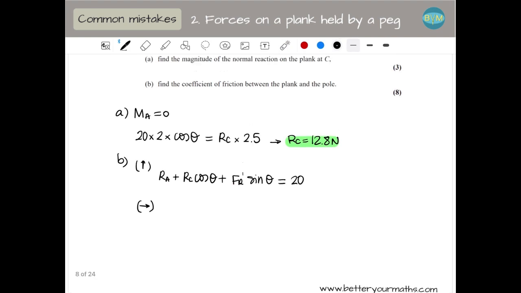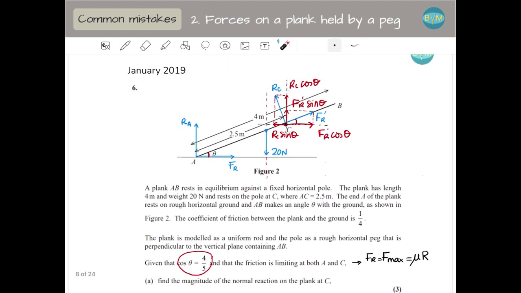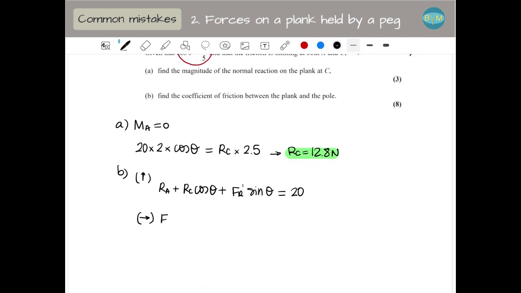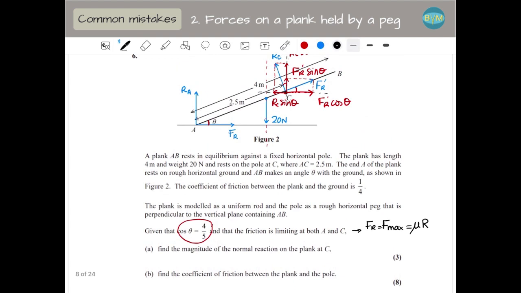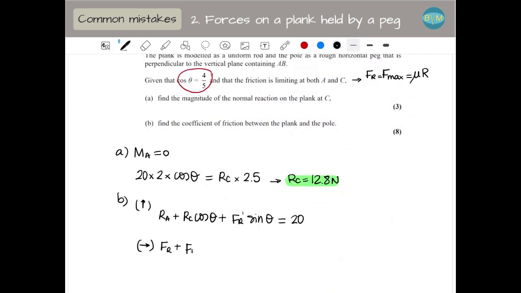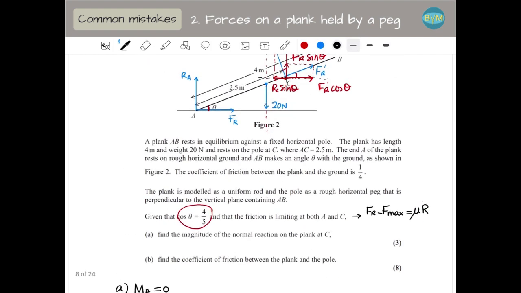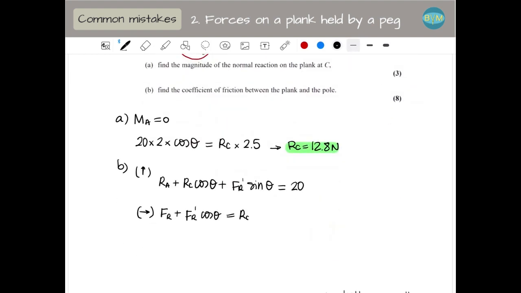So forces pointing right will be the same as forces pointing left. So I have a friction here, another friction here, but multiplied by cos, and one pointing left. So friction at A, plus the other component of the friction, which is friction cos of theta, is going to be the one pointing left, which is RC sine of theta.